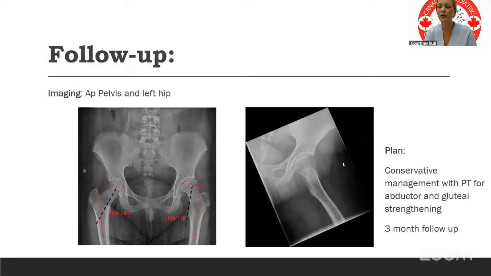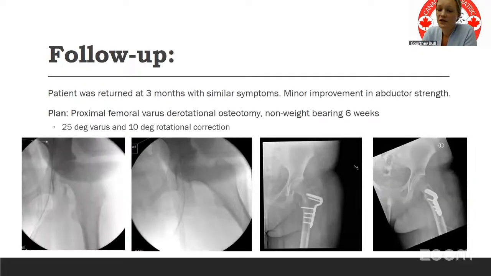My plan at that point, given her significant weakness and the pain over the GT bursa, was to trial some conservative management. So we trialed some physiotherapy for abductor and gluteal strengthening, and I planned to see her in 3 months. 3 months later, she presented with similar symptoms and some minor improvement in her abductor strength. So my plan at that point was to take her to the OR and perform a proximal femoral varus osteotomy.